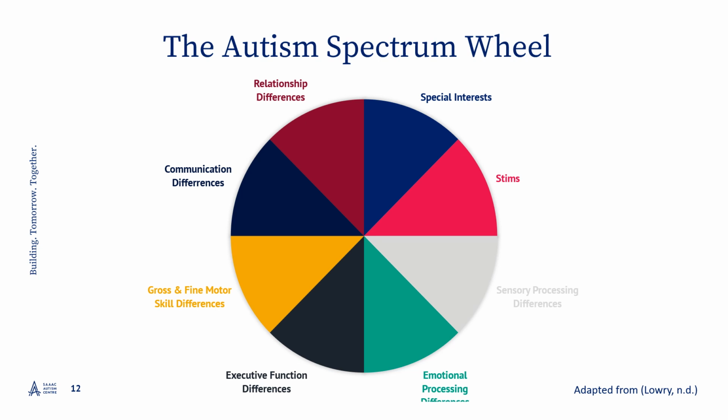Here's an example of what the Autism Spectrum Wheel might look like. This image has been adapted from Matt Lowry's model of the autism spectrum. Matt Lowry is a licensed psychology practitioner and an autistic adult. These are the traits that we will focus on today.